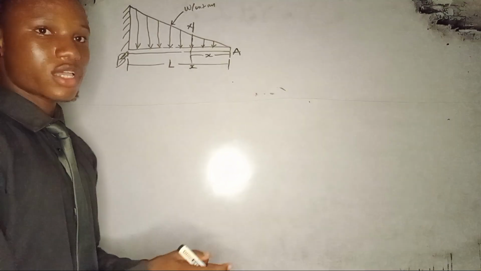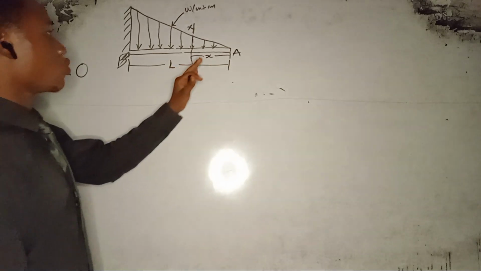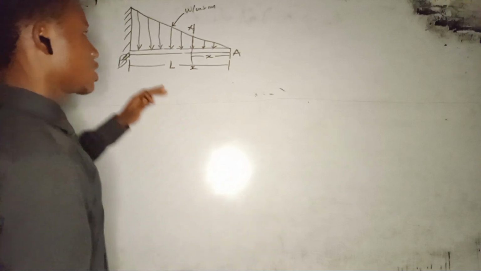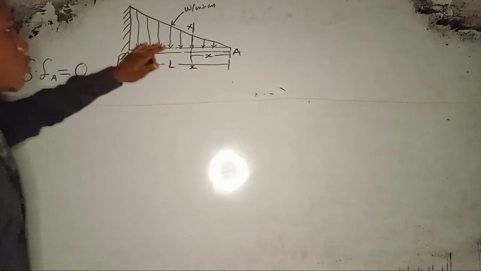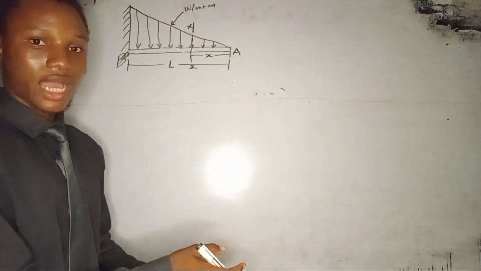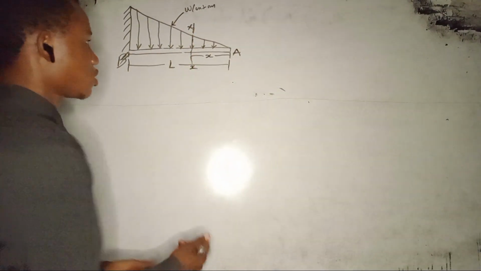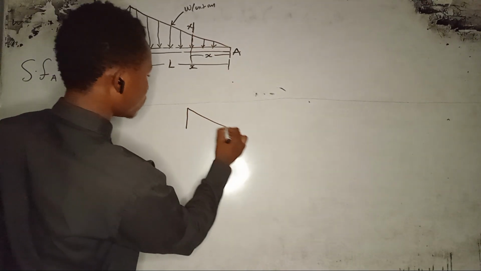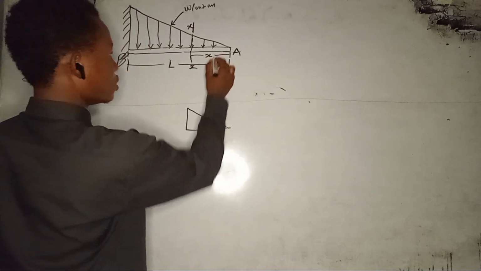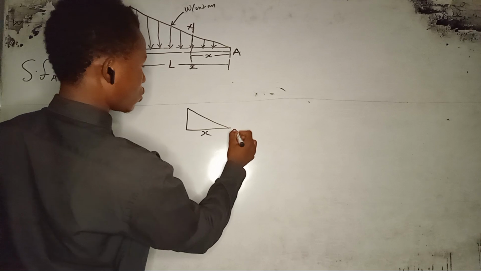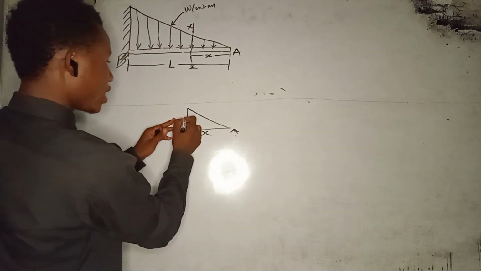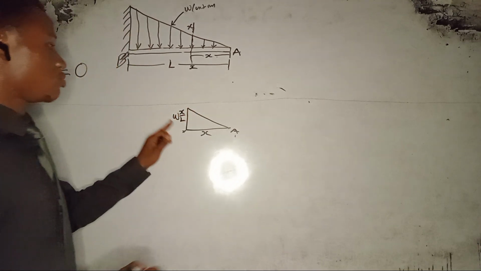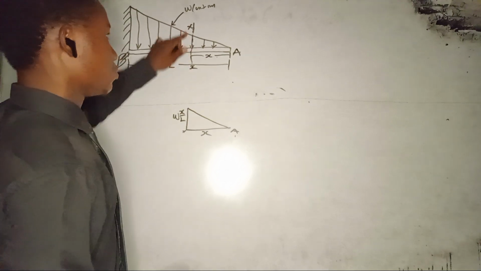So if we are calculating the shearing force of this, we need to understand the concept of area. We are going to look at shearing force here as the area. Calculating the shearing force at any point is the area of the triangle at that point. So at x here, if I bring this triangle out, the base is x, while the height will be Wx over L, because that is the load at any point.